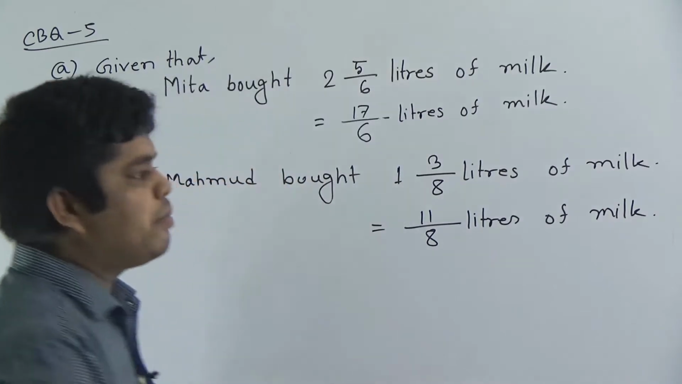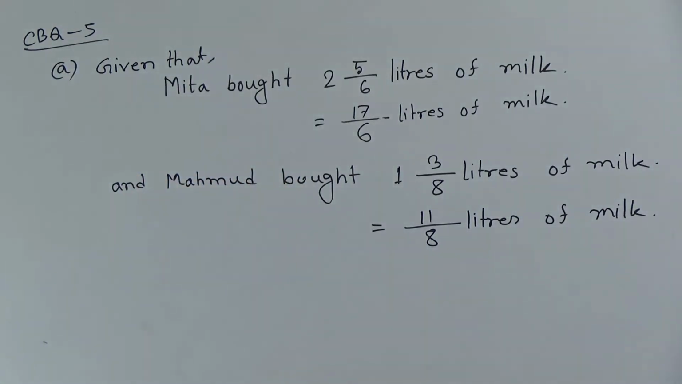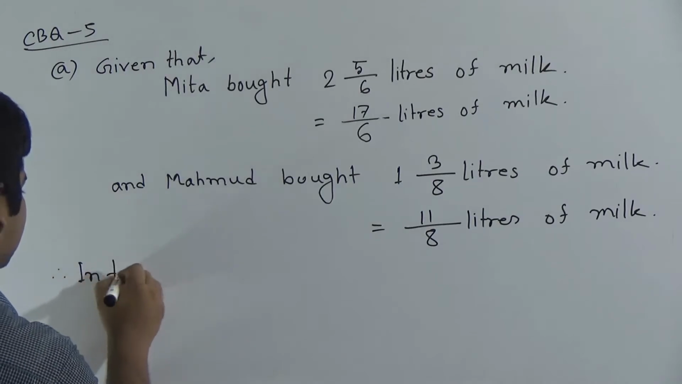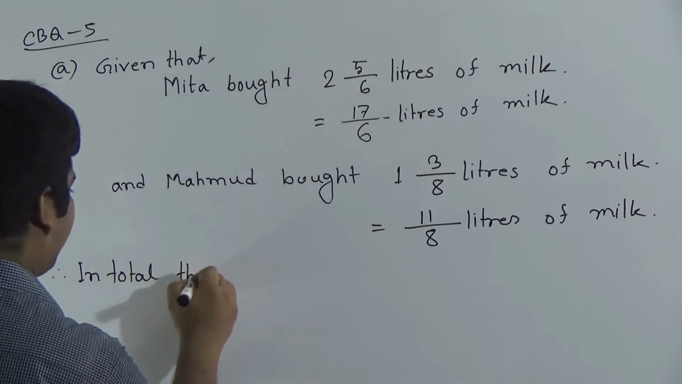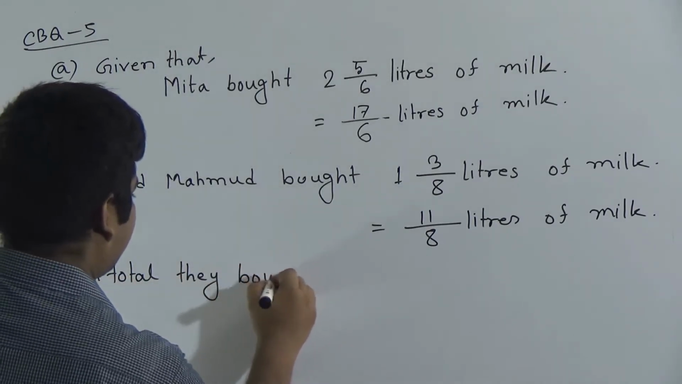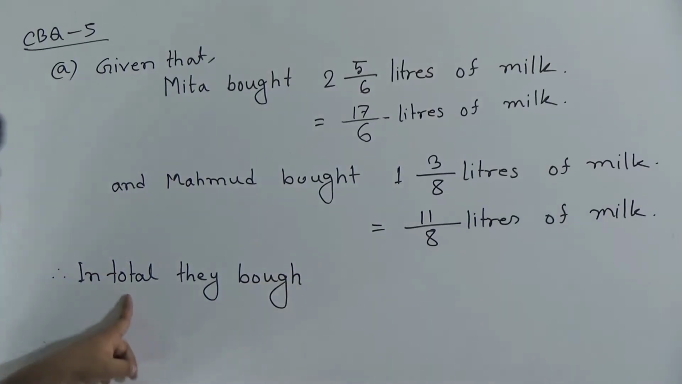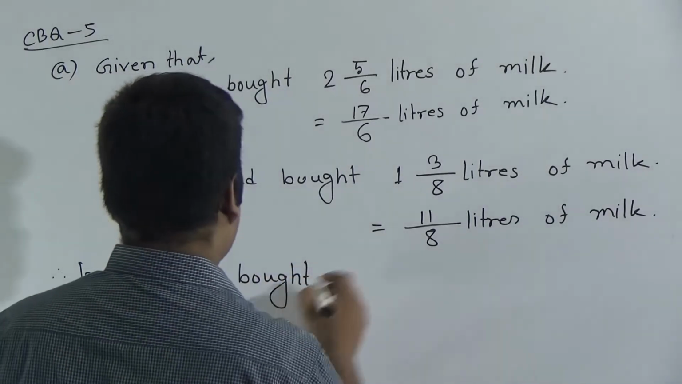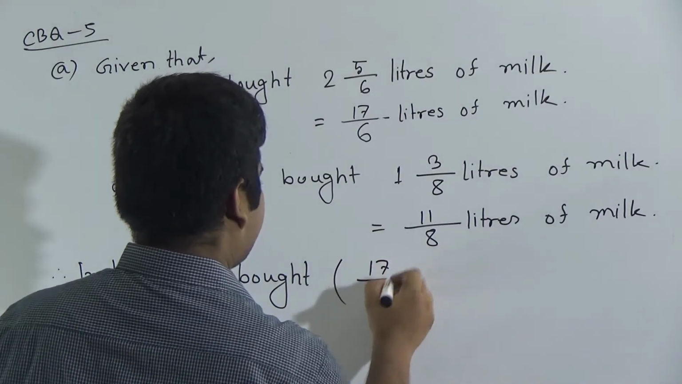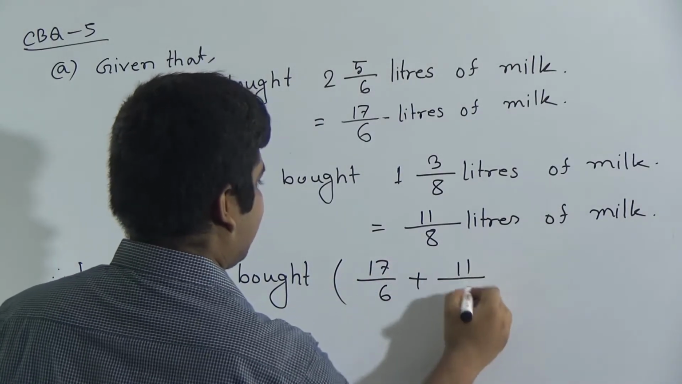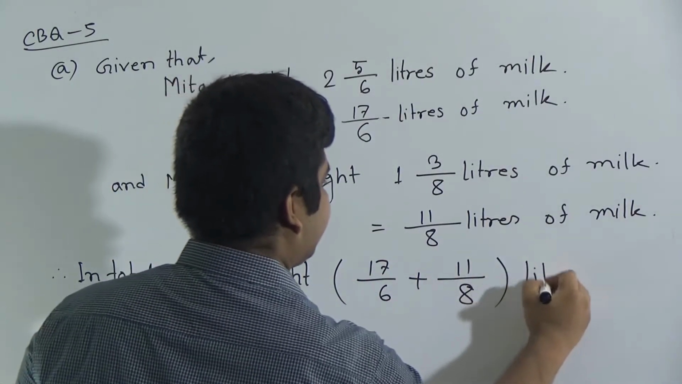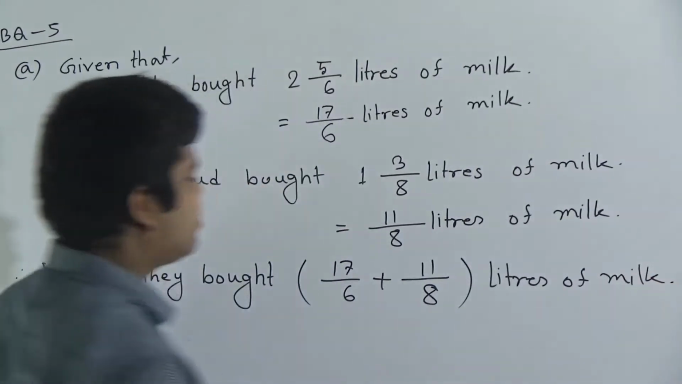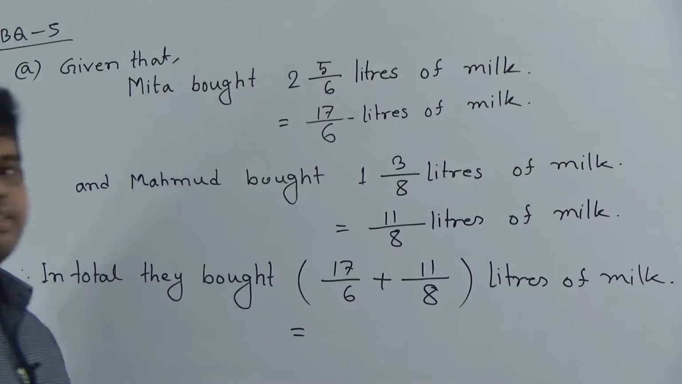Now in total they bought how many liters of milk? So we need to find out that amount. So write, in total they bought. As the word in total is here, we add these two amounts, 17/6 plus 11/8 liters of milk. Dear students, now we do addition here.